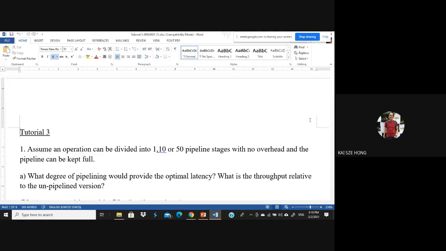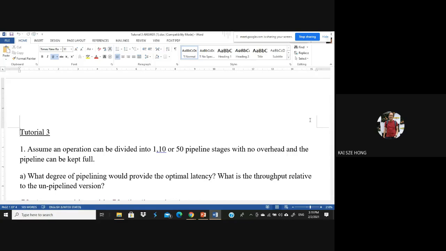Okay, now let's look at this question. I'm actually at the other computer. So tutorial 3. Assume an operation, for example, move, can be divided into 1, 10, or 50 pipeline stages. Now they want to break it into many micro instructions with no overhead, and the pipeline can be kept full. So we assume that there's no overhead of the pipeline registers, the pipeline can keep full, there's no memory, and no hazards happen. So the first question A: what degree of pipelining would provide the optimal latency? Which one, 1, 10, or 50?